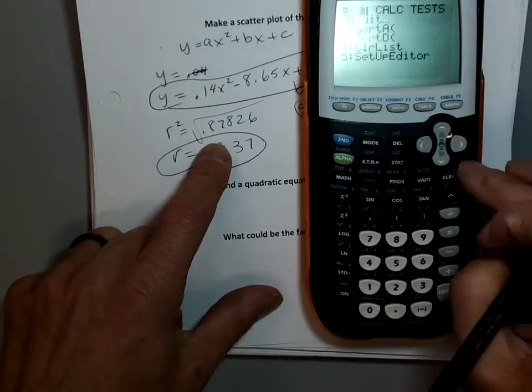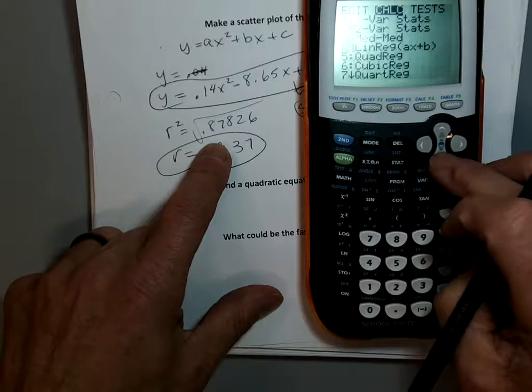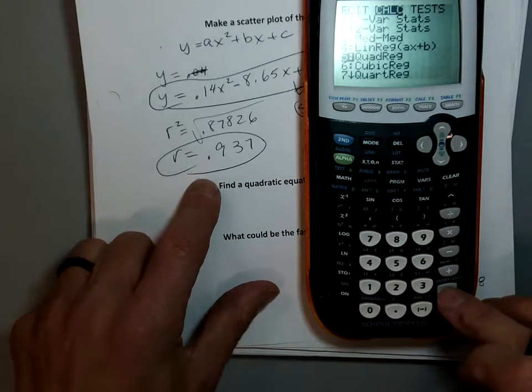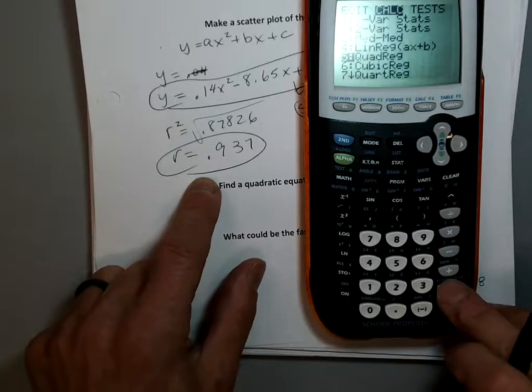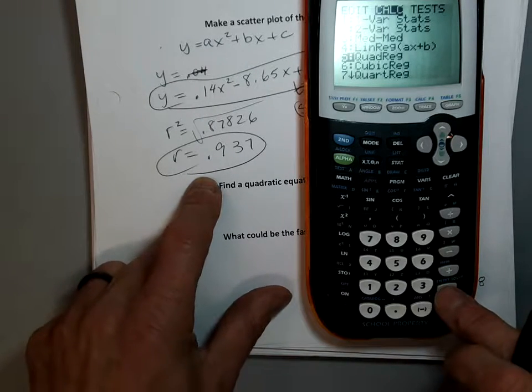Okay, so one more time, so you don't get confused on this. I go back to stat, calculate, right? And if you're not getting an r squared, let me know, and I will help you get the r squared. You just have to go into catalog, into diagnosis, and turn it on.